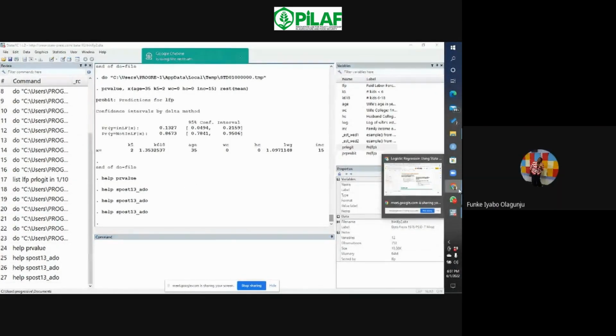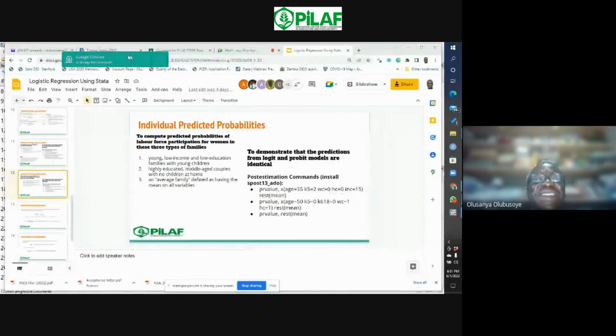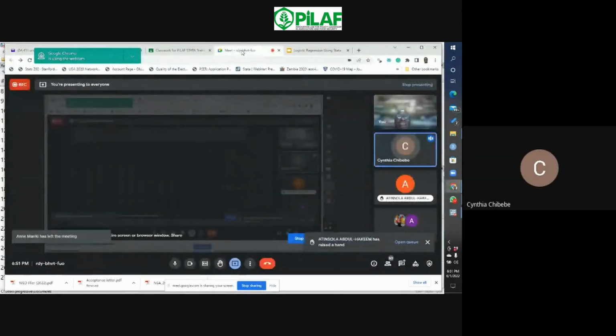What version of STATA is yours? 15. Congratulations. Mine is also working. I'm using 14.2. Mine is not working. After clicking on installation, what's the next thing? It showed me a page showing installation files. So install the files.